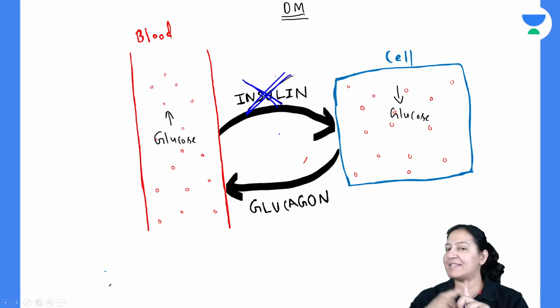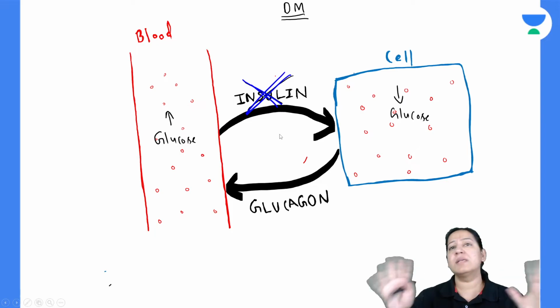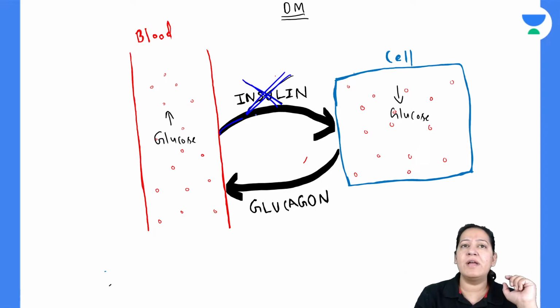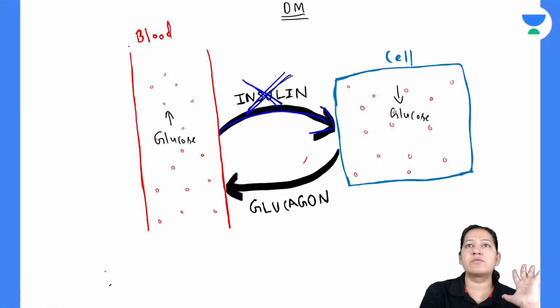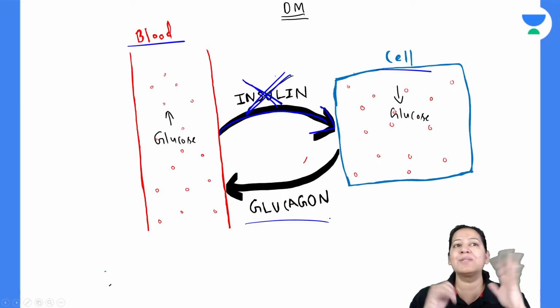So can I say it is absent means it is a quantitative defect, and if it is present but non-functional, it is a qualitative defect. So either the defect is quantitative or the defect is qualitative. Have you got it? So insulin is either absent, or if present, it is non-functional. So in this situation, what will happen? This arrow is non-functional. So the body cannot shift the glucose from the blood to the cell. But the reverse can take place because glucagon is functional, but insulin is non-functional.